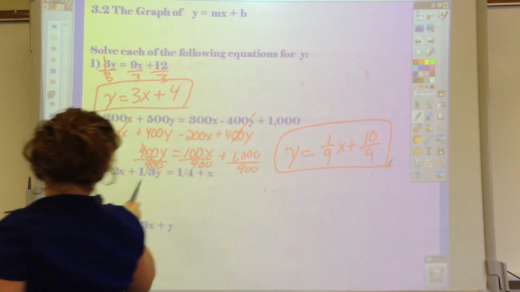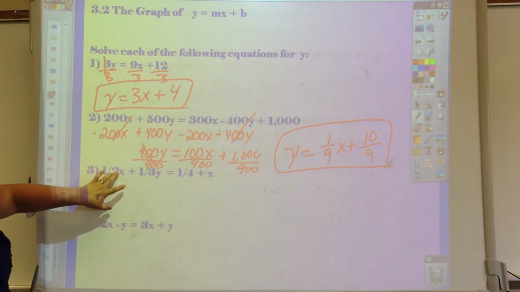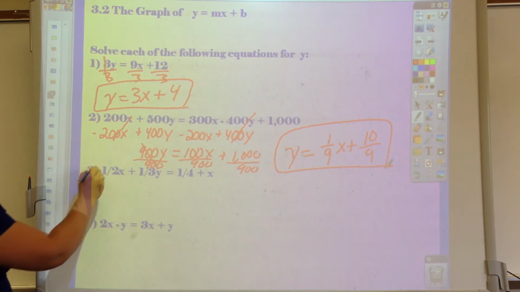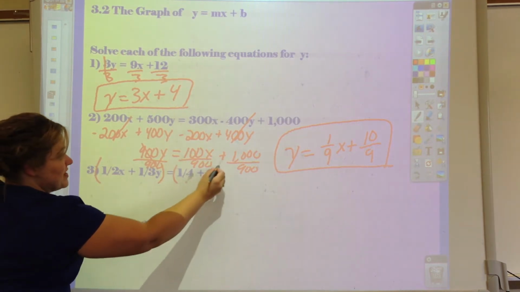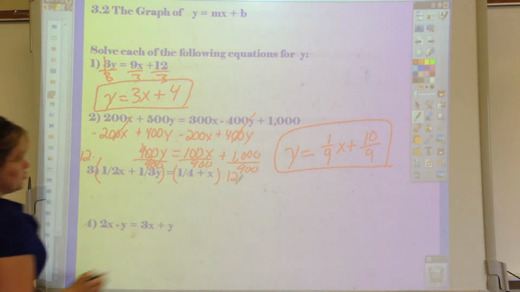All right, let's try it with fractions. No one really likes fractions, so let's go ahead and clear them. What's the smallest number 2, 3, and 4 all divide into? Hopefully you'll agree with me that it's 12. So I'm going to multiply both sides by 12.